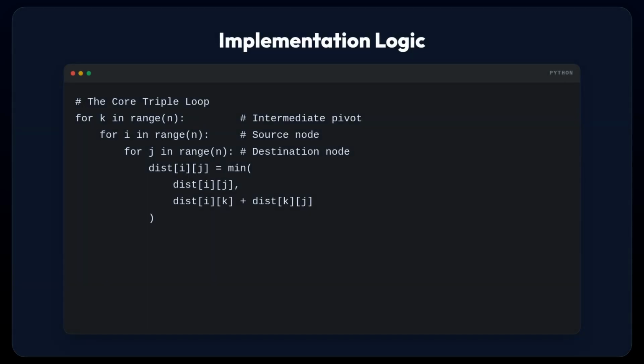The implementation is incredibly simple, consisting of just 4 lines of core logic. We have 3 nested loops. The outer loop iterates over k, the intermediate pivot. The inner loops iterate over the source, i, and destination, j. It is vital that k is the outermost loop. If you change this order, the dynamic programming dependency breaks, and you will get incorrect results.